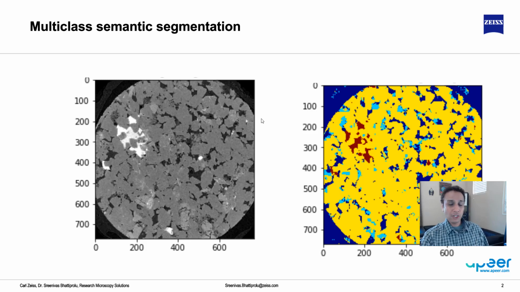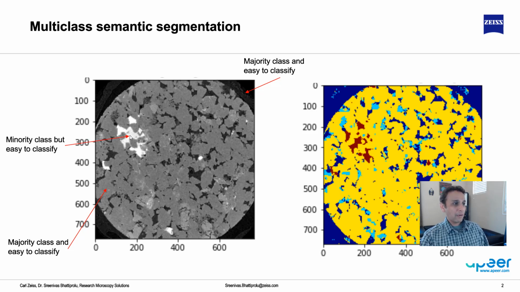We have many classes, not just binary. What do we mean by that? You have one class right there, which is pretty much everywhere. That's our majority class, and it's easy to classify. You have another dark region all around, also easy to classify, majority class. You have the bright regions here. They're a minority class, but also easy to classify because they're so bright. You can use a histogram to segment those. And finally, you have these regions that are tough to classify.